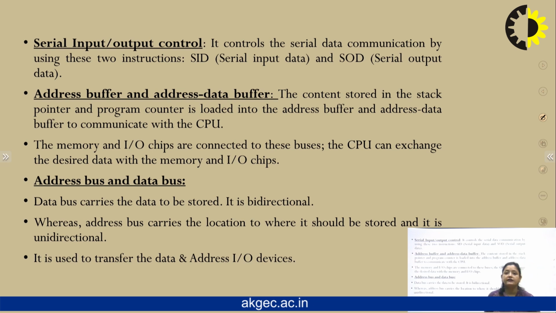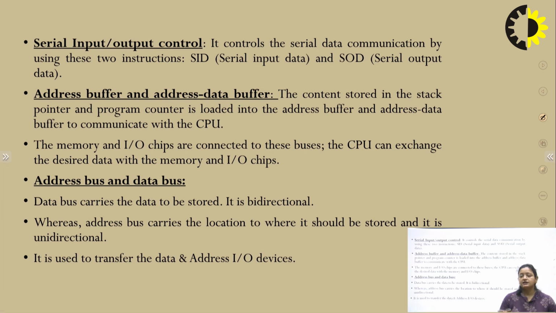Another important unit is the serial input output control. Serial input output control includes 2 different signals, serial input data SID and serial output data SOD. Actually the 8085 microprocessor takes the instructions serially, bit by bit in binary terms, 1, 0, 0, 1, and it outputs the data serially bit by bit. So for this we have serial input output control, and for input of data we have SID, serial input data, and to output the data we have the serial output data SOD pin.